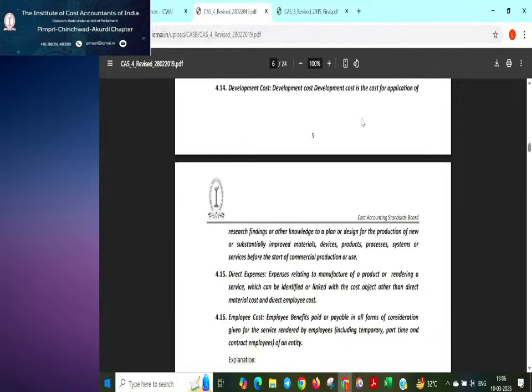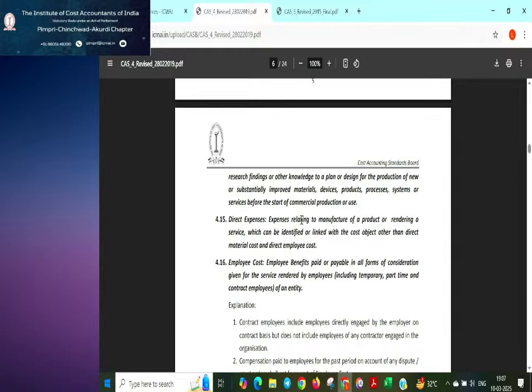Development cost. Development cost is the cost of application of research findings or other knowledge to a plan or design for a production of new or substantially improved materials, products. So this is basically part of your research and development expenses. Then direct expenses, you know very well.